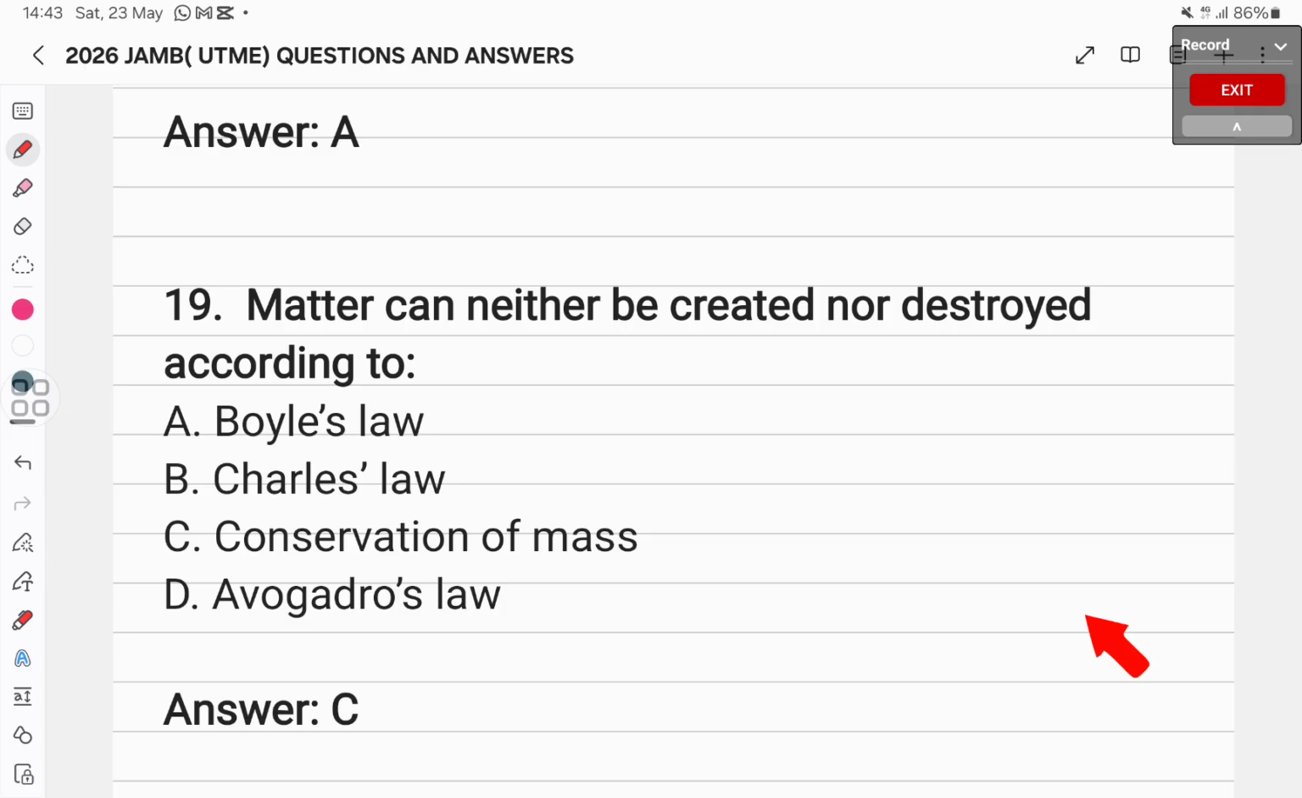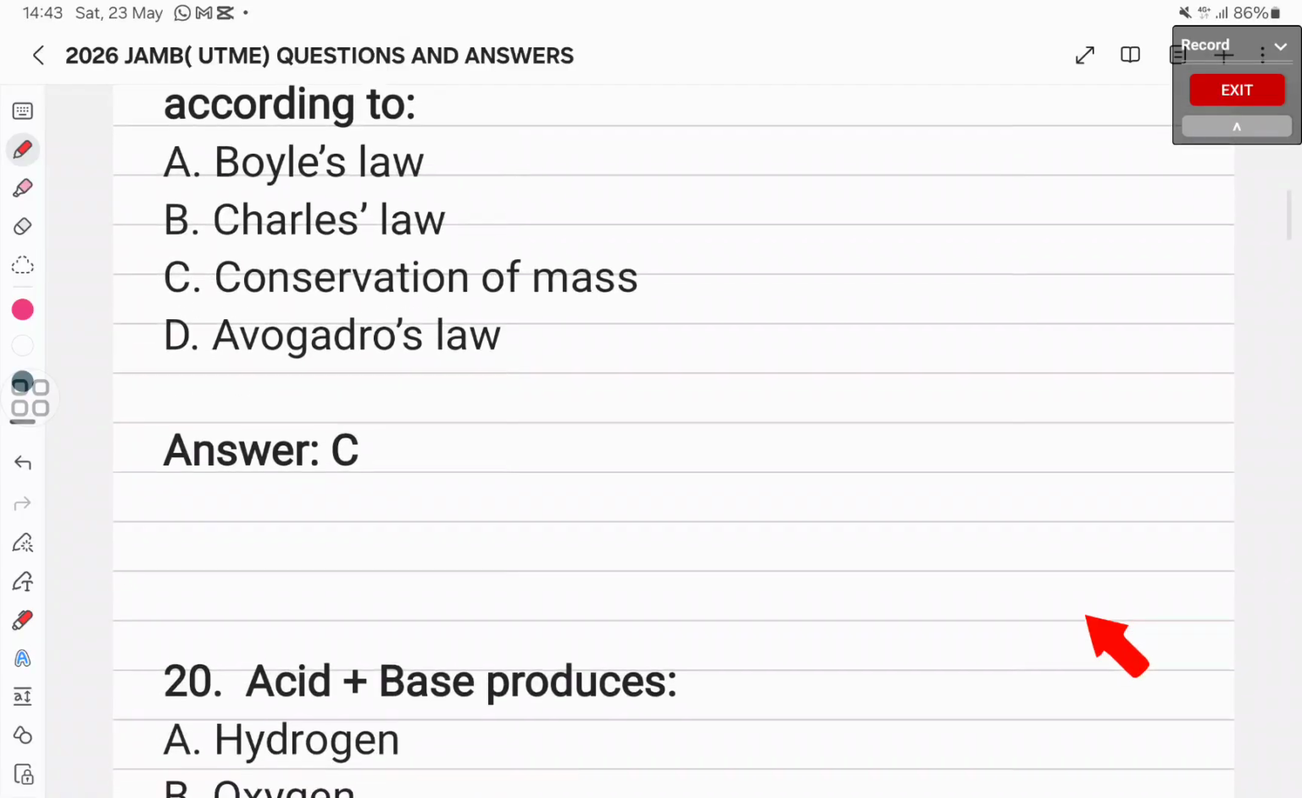But the other options are categorized as gas laws, the laws that describe or explain the behavior and properties of gases. So we have Boyle's law, Charles' law, Avogadro's law, and the other ones. So for this, the correct answer is C.